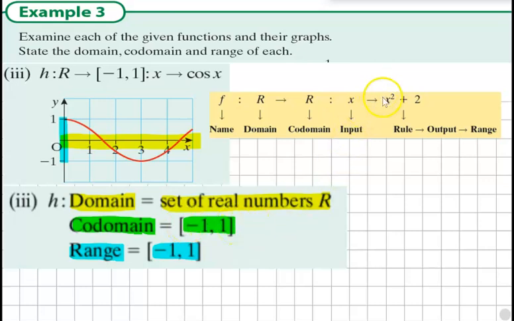And then we have the rule, the output, the range. So the range is the possible y values. So we go from -1 to 1, and we have square brackets because we are including -1. And we can see that the lowest point on our graph is -1, and the highest point on our graph is 1. So all the values in between are our range.